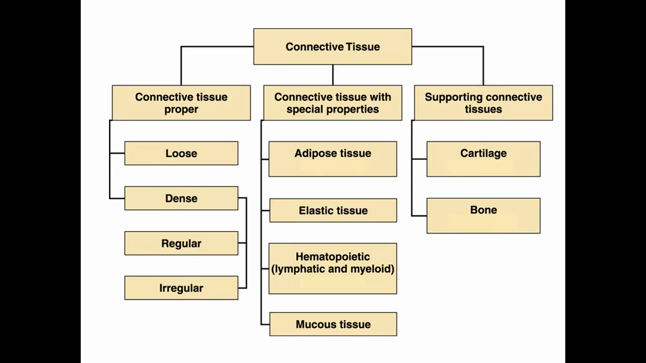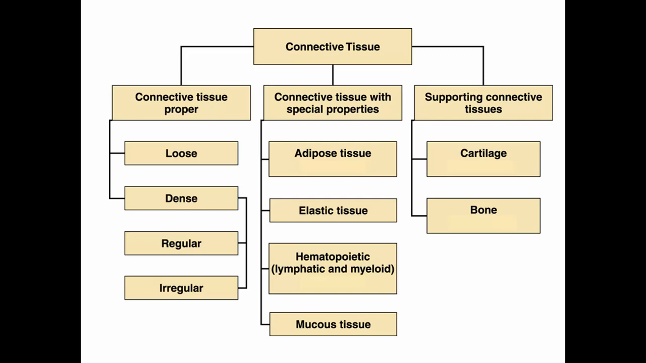So let's look at this chart. So we have connective tissues of different kinds. This so-called connective tissue proper, which is what we're going to mainly be concerned with, is organized into loose and dense, as I mentioned. Loose has a higher proportion of cells, lower proportion of fibers. Dense is very rich in fibers, and the fibers can be randomly arranged or they can be very well organized and oriented in one direction.